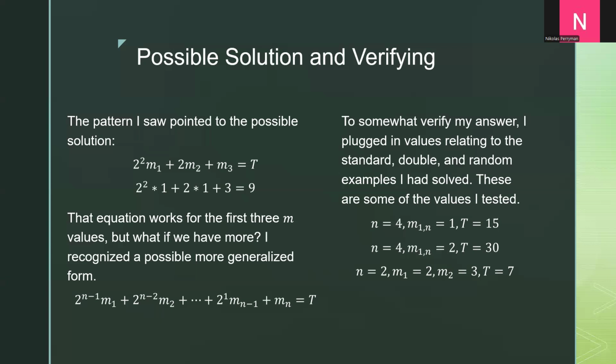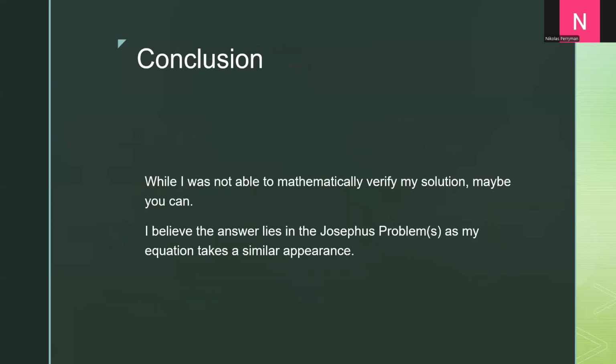So I didn't quite know how to mathematically verify this equation, but I did go through and verify my answer with standard towers, double towers, and another random tower that I had put together and manually solved. So as far as I can tell, it does work. I just don't know how to mathematically prove it, which is where all of you come in, hopefully. While I wasn't able to solve it, maybe you can.